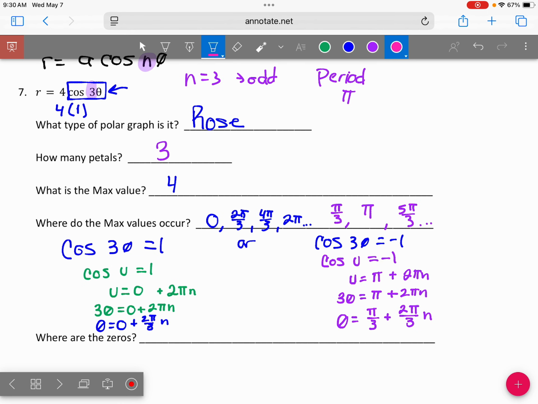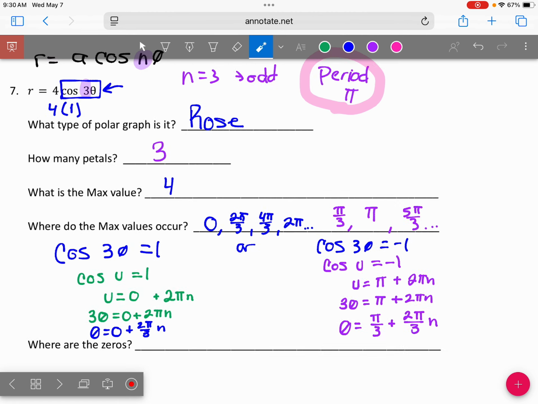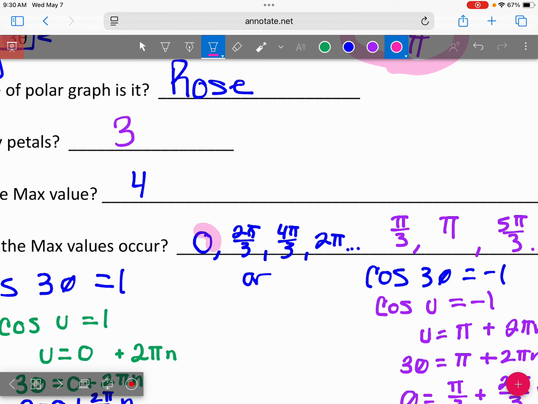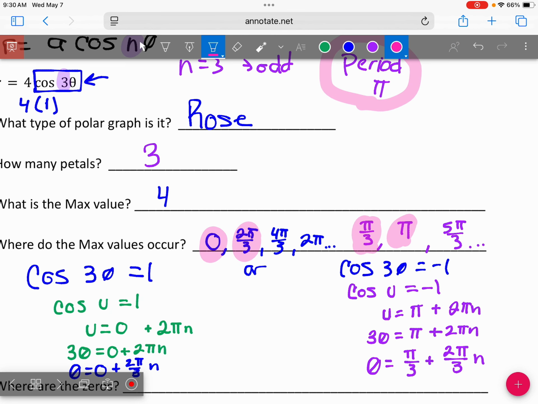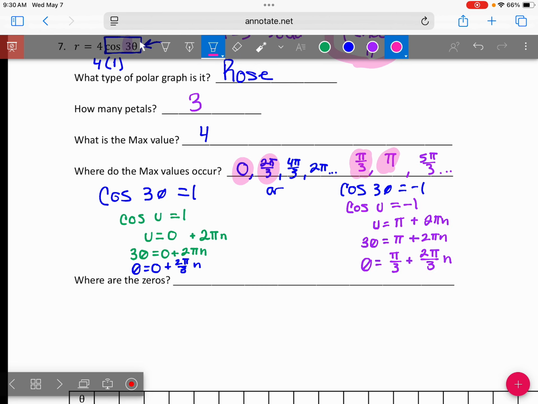The other thing to notice is I didn't pay attention to my period length at all on this. So the only ones we're actually going to graph are anything between 0 and pi. So we're going to use 0, pi over 3, 2 pi over 3, and pi. Is that our order? It doesn't really matter.